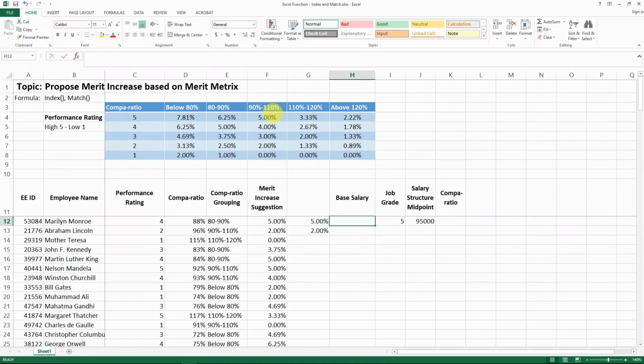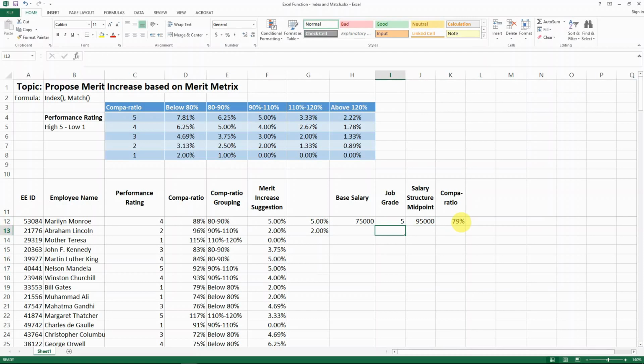And then the base salary is just whatever it is. In our case, let's assume it to be 75,000. Then you can calculate the compa-ratio as the base salary divided by the salary structure midpoint. You get the ratio, and then applying the percent format, you get 79%.